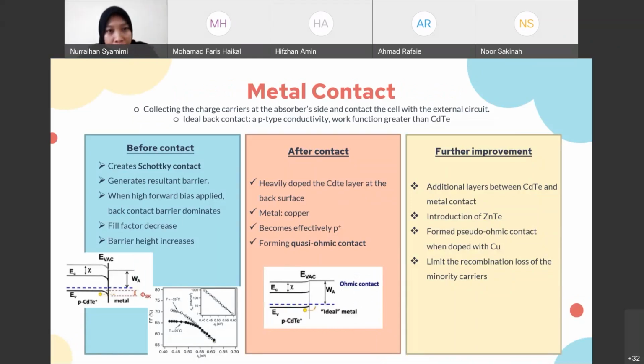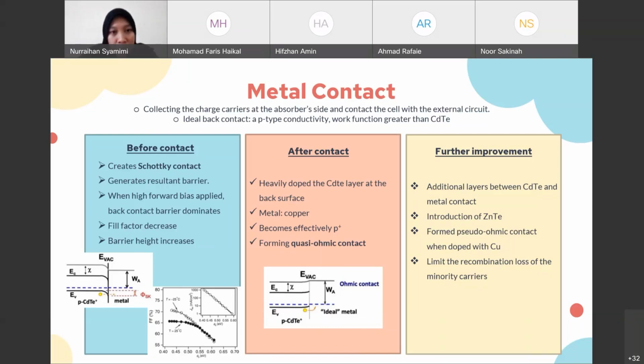So the last layer of the cadmium telluride superstrate structure is metal, a back contact collecting the charge carriers from the absorber side and contacting the cell with the external circuit. An ideal back contact should have a p-type conductivity and a work function greater than the cadmium telluride. However, one of the long-standing cadmium telluride solar cell challenges is that it has a high work function.